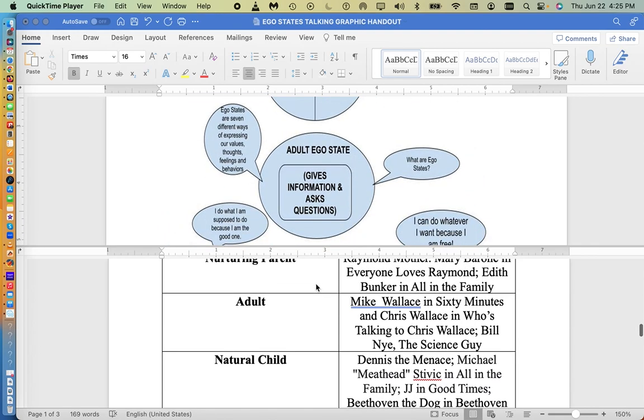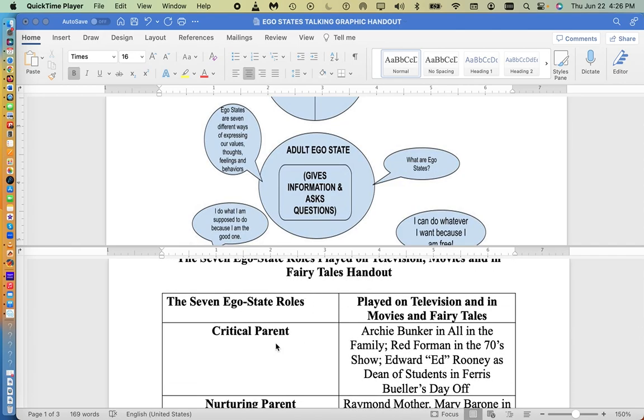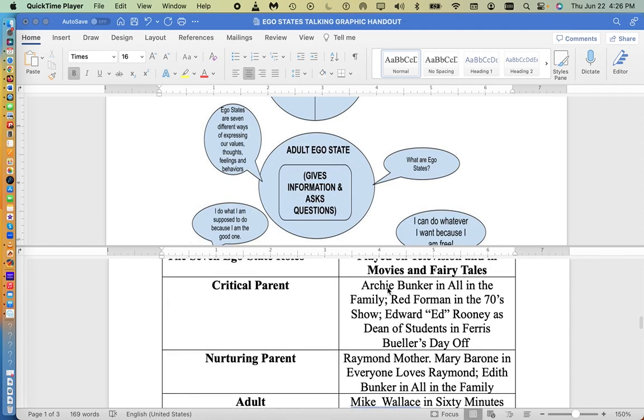Now, examples of the critical parent ego state, I don't know if you remember, but Archie Bunker in All in the Family often came from the critical parent. And Red Foreman in the '70s show, and Ed Rooney as the dean of students in Ferris Bueller's Day Off, they primarily came from the critical parent, okay? Saying things are not good, this is not the way you should behave, etc.